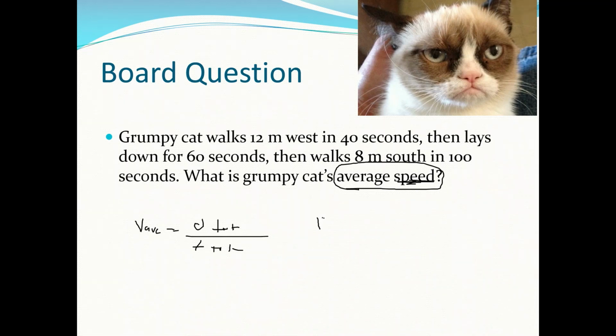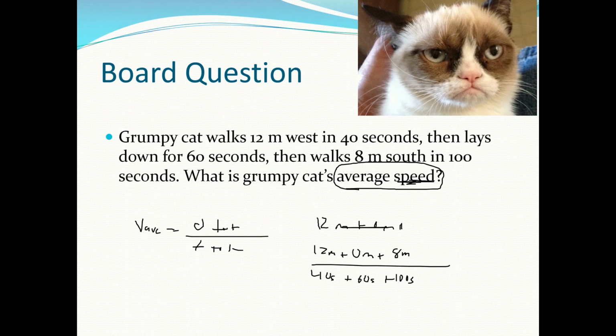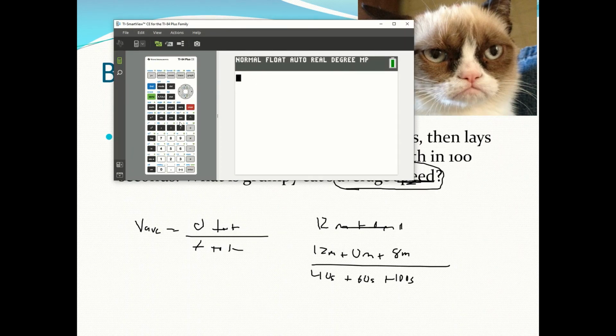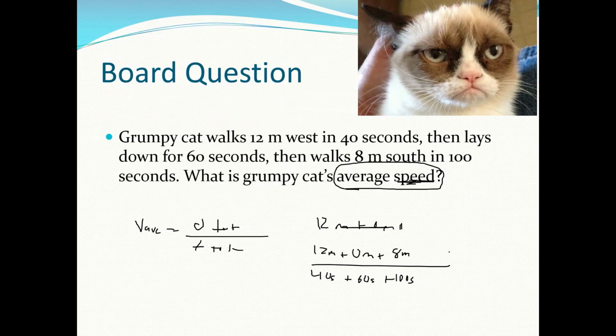So our distance is going to be 12 meters plus 0 meters. Sorry, let me write that again. 12 meters plus 0 meters plus 8 meters. And our time is going to be 40 seconds plus 60 seconds plus 100 seconds. So if I type that all in, well, this is a really easy question. 12 plus 8 divided by 40 plus 60 plus 100. So my average speed is, we have 2 sig digs, so 0.10 meters per second.